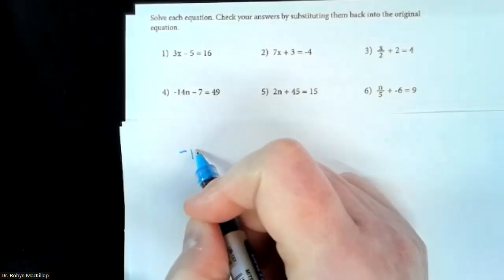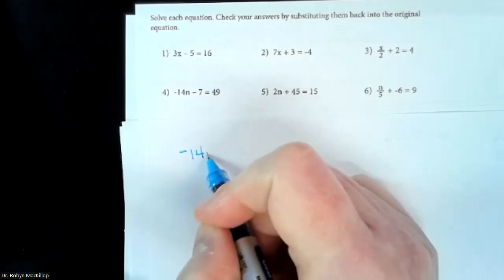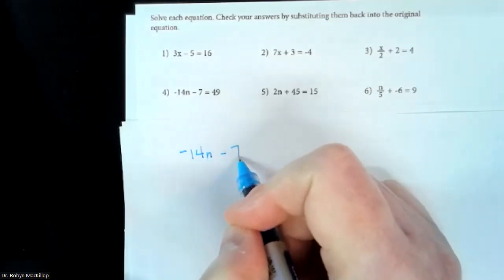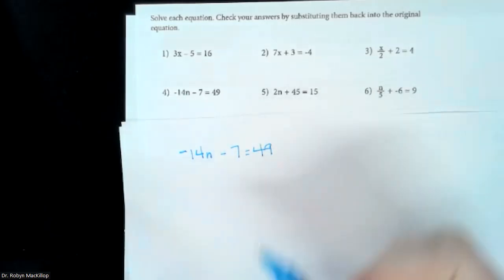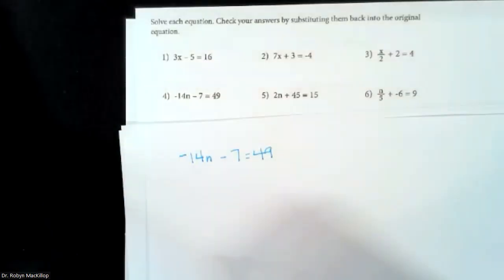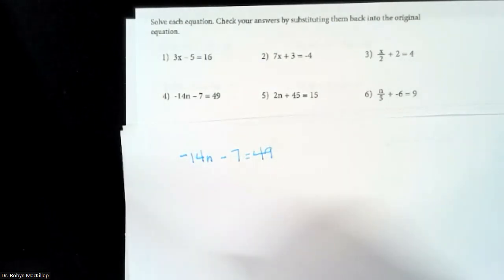So -14n minus 7 equals 49. I'm gonna need some water. My throat is going again.